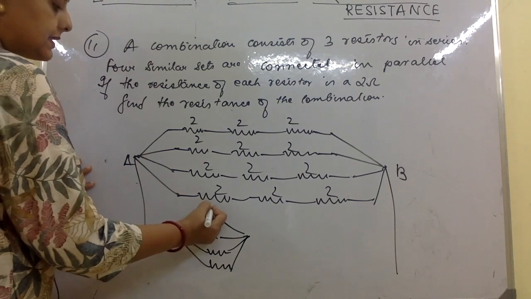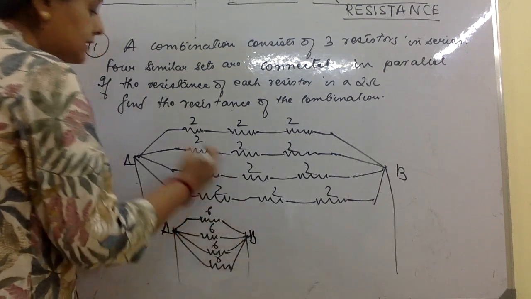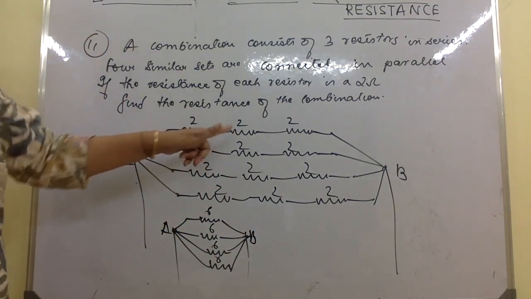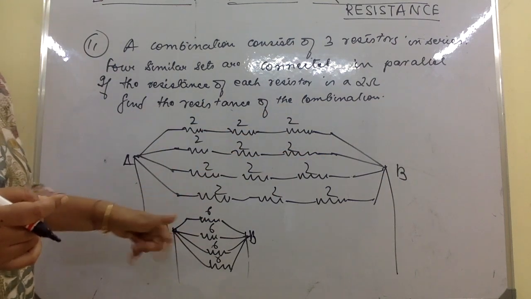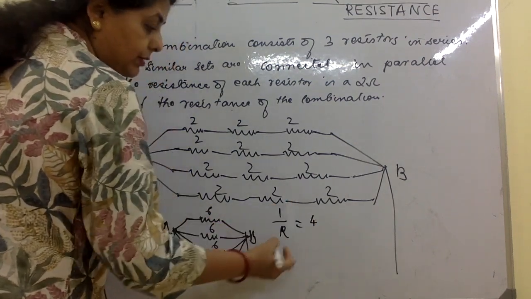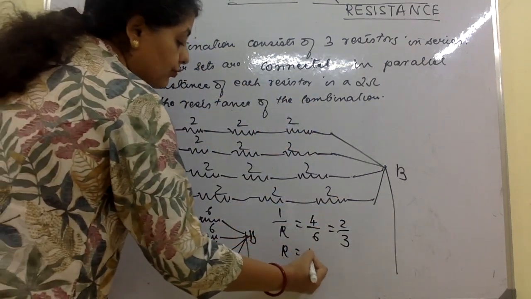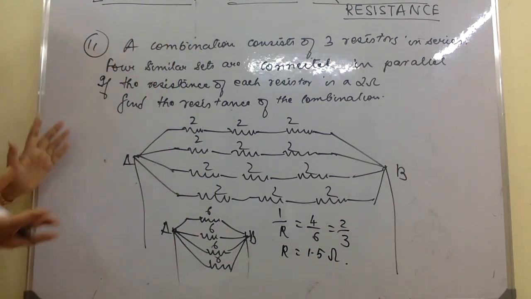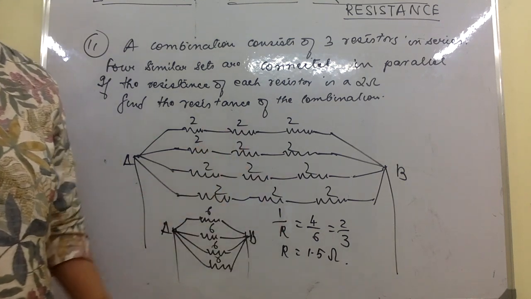Now what? Each one is 6, 6, 6 and 6. This is what it actually is, because these are in series. So here I will apply the series formula, 2 plus 2 plus 2, 6. So 6, I have four sixes in parallel. So my final formula is equivalent resistance is 4 into 1 by 6. 4 by 6, that is 2 by 3, that is R is equal to 1.5 ohms. Okay, R is equal to 1.5 ohms. So this is the final equivalent resistance, 1.5 ohms.